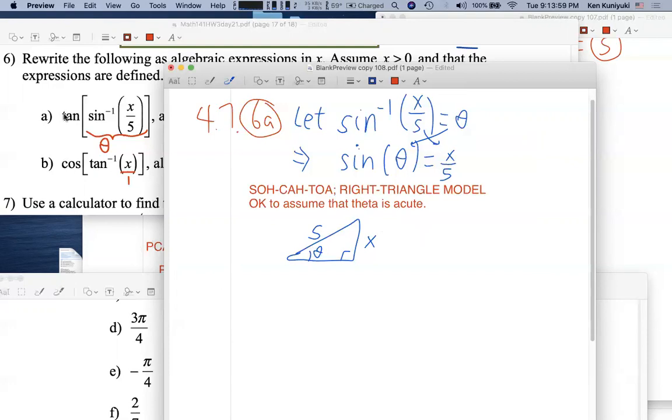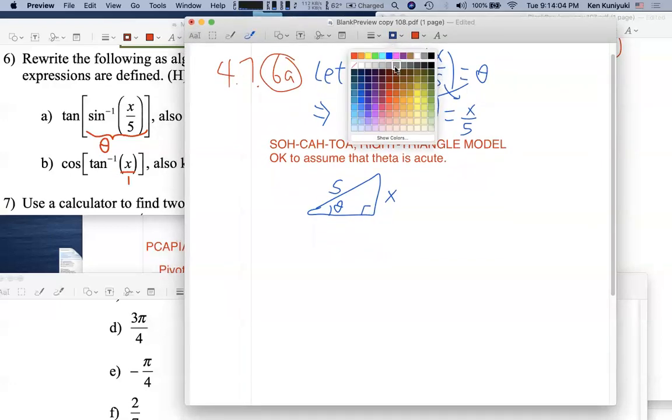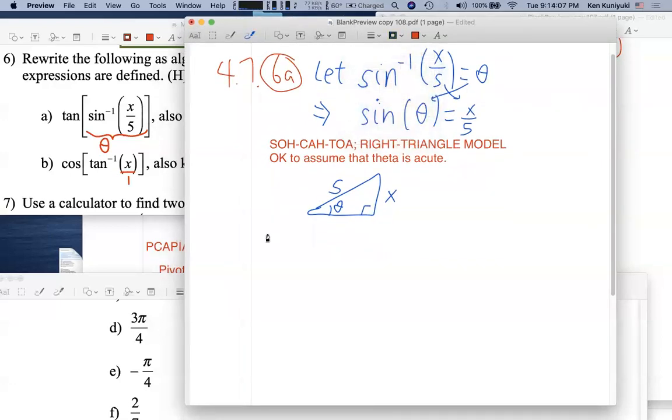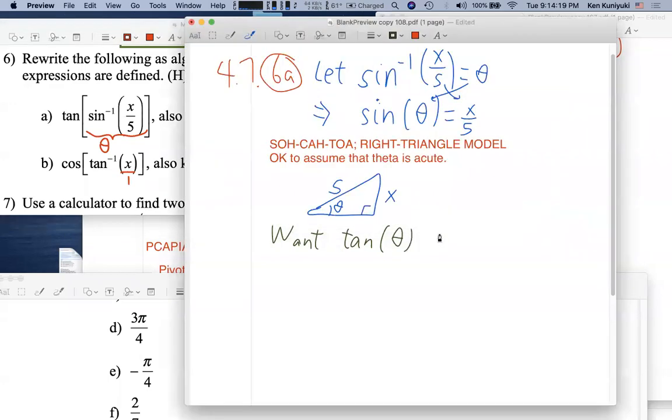But in the end, I want tangent of theta. In the end, what do I want? Aside from peace in the world, right? We want, ultimately, tangent of theta. Tangent of this ugly thing here that we're calling theta. All right. SOHCAHTOA, tangent is opposite over adjacent. That's A for opposite, not 0. Ooh, but that means I need this side length here, B. I've got to find B.